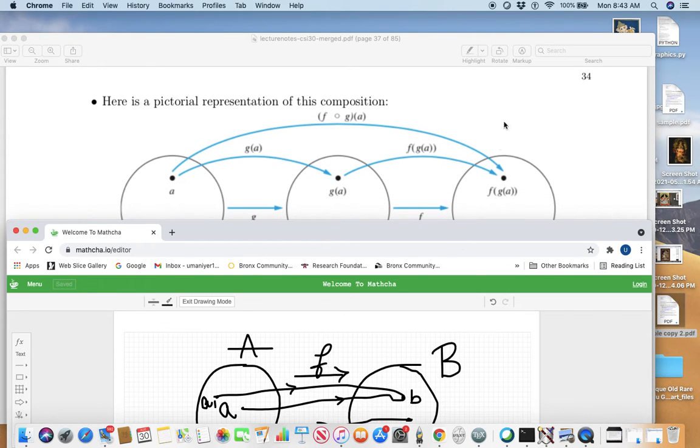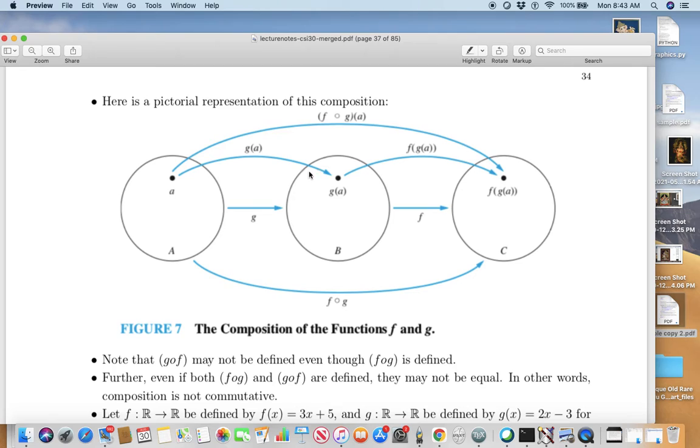Here is a pictorial representation of this composition. g is a function from A to B. f is a function from B to C. So first g, then f. So you see how we read it. First g, then f. f of g. Take an element a, see where it lands. Take f on that element and see where it lands. That is the composition. So ∘, composition, is a chain of two functions.